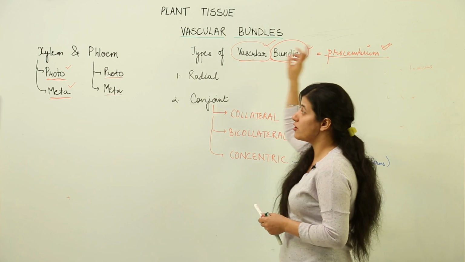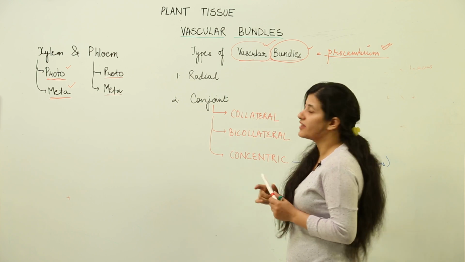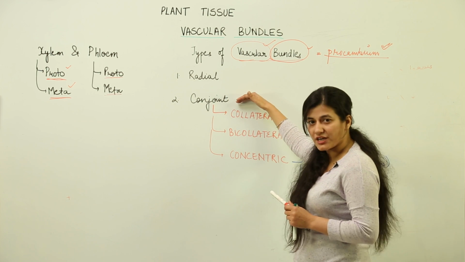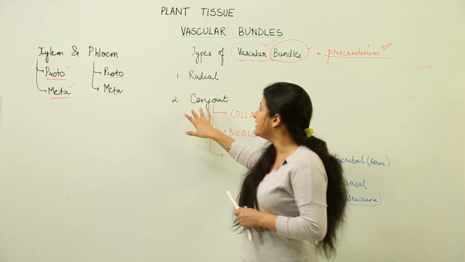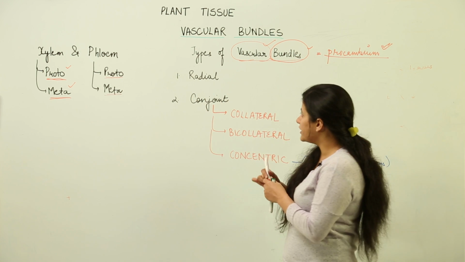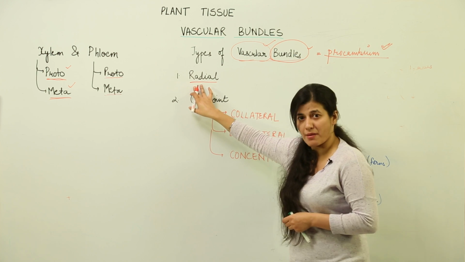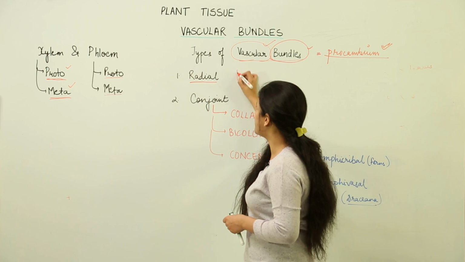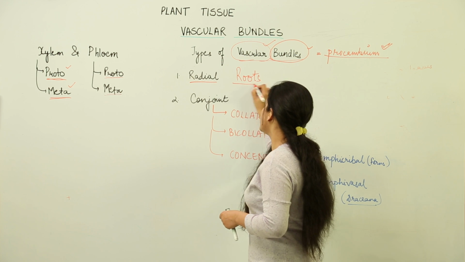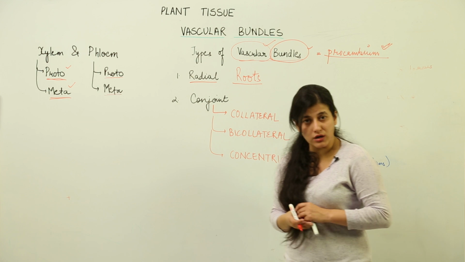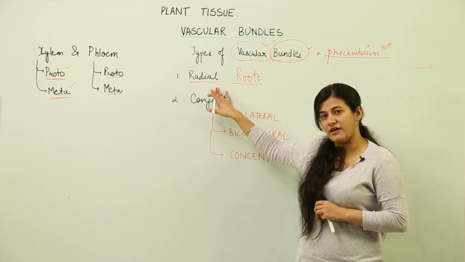What tissues are being formed? Xylem and phloem are being formed. How they are arranged? On the basis of that we have 2 different types of vascular bundles. First is the radial vascular bundle and the second is conjoint. Whenever I talk of radial vascular bundle, the first thing that we need to remember is that these are going to be present in roots, irrespective of whether it is a monocot root or a dicot root, the roots are going to have radial vascular bundles.